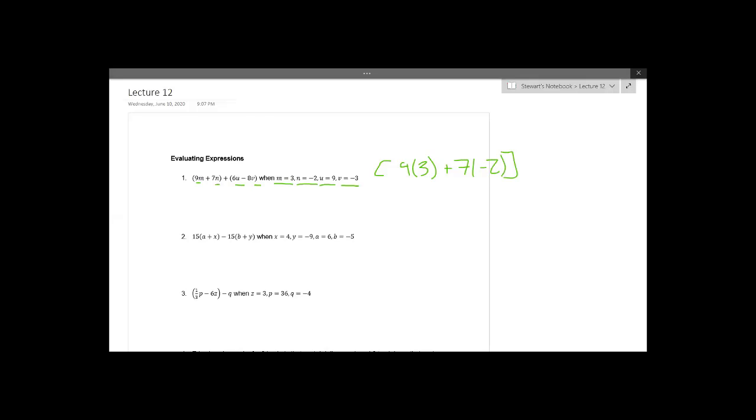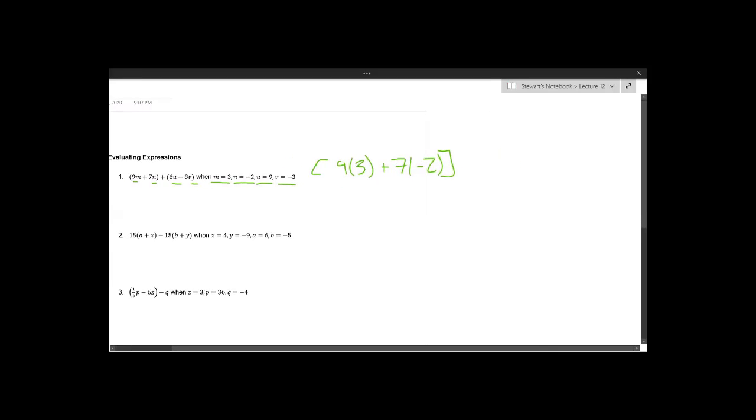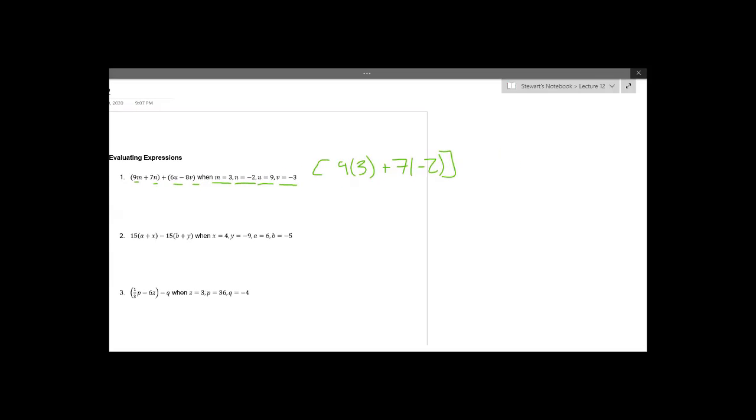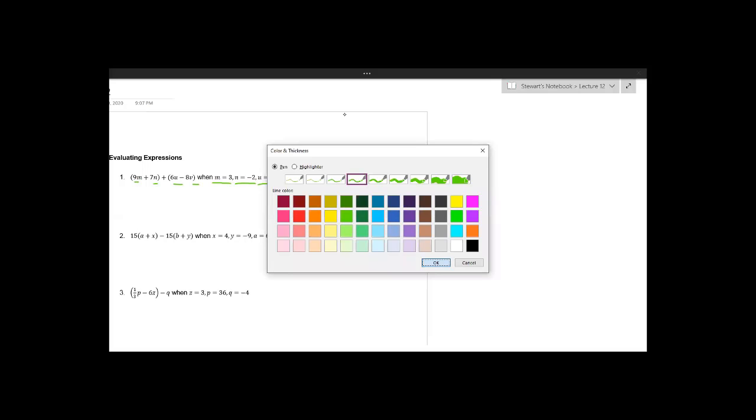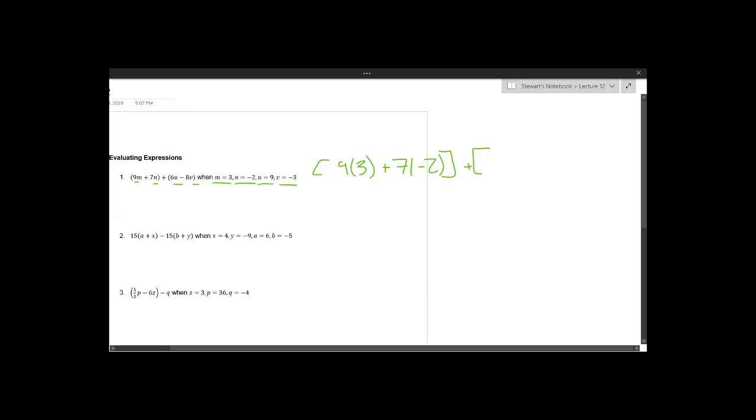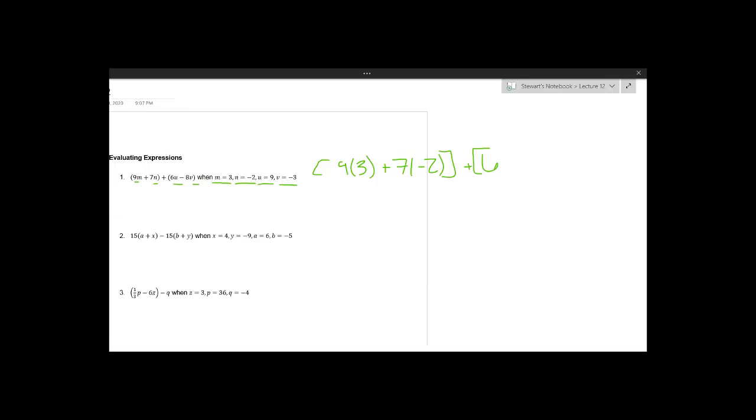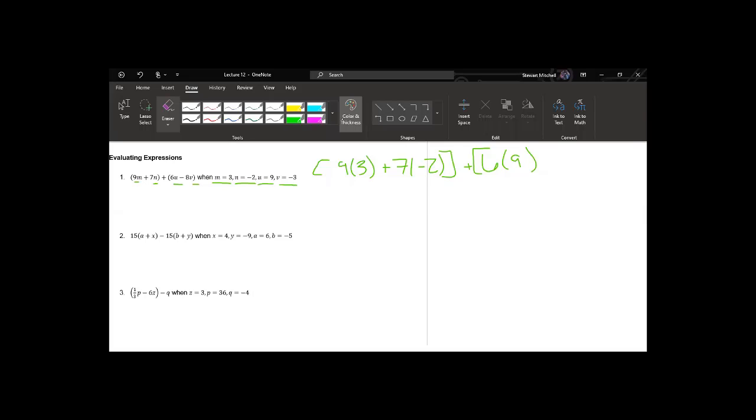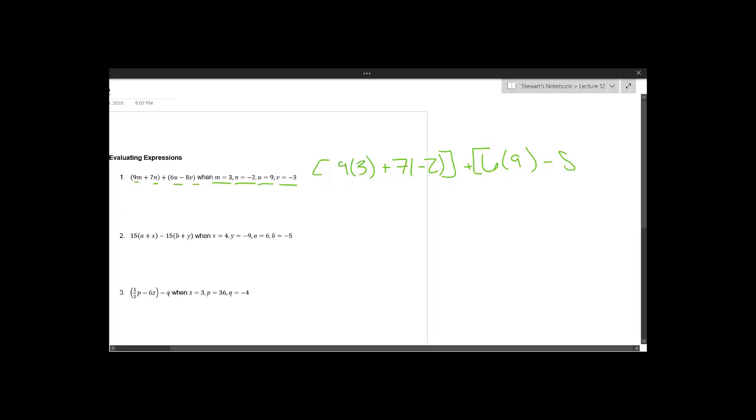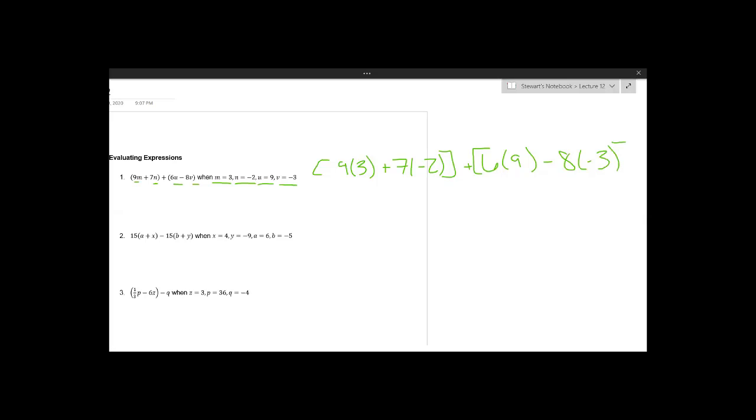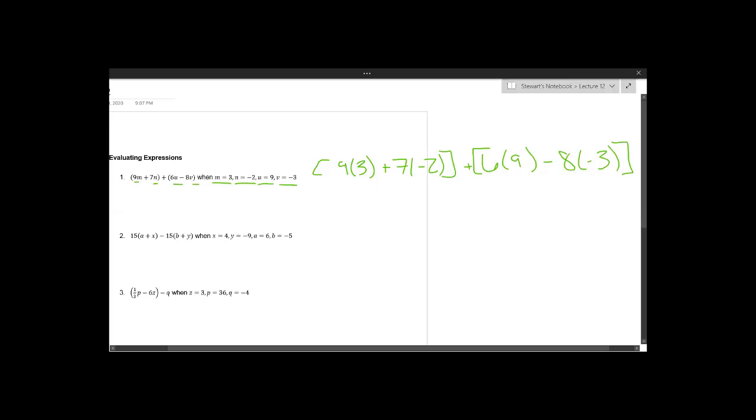And then, move this over just a smidge. Plus 6 times u, which is 9. Plus, oops, sorry, that's not a plus. That is, in fact, a minus, and I am a fool. Minus 8 times v, which is -3. Okay, so now we just evaluate this expression and this expression and add them together.